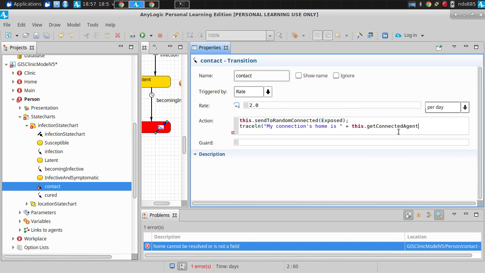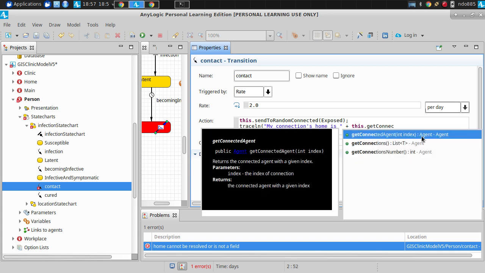Because we're asking for the home of a what? Here, let me show you again. Asking for the home of a person, right? Well, we know it's a person. Yeah, we know it's a person. But watch this. Dot get connected agent. What is it? We know it's a person because we know everyone's connected. Every person is only connected to a person. There's no dogs in the model. There's no deer in the model.